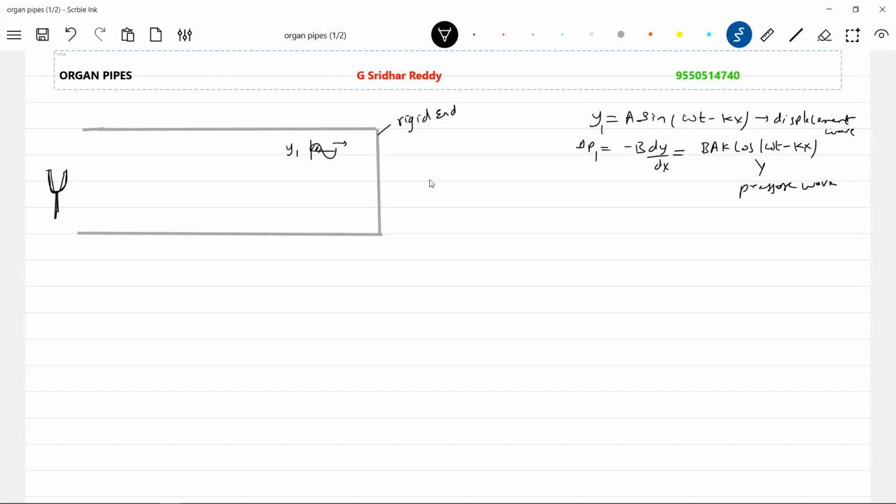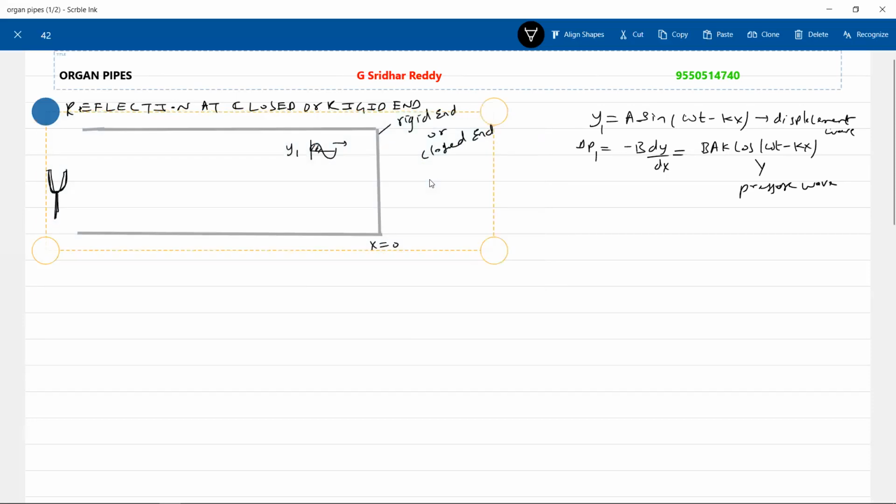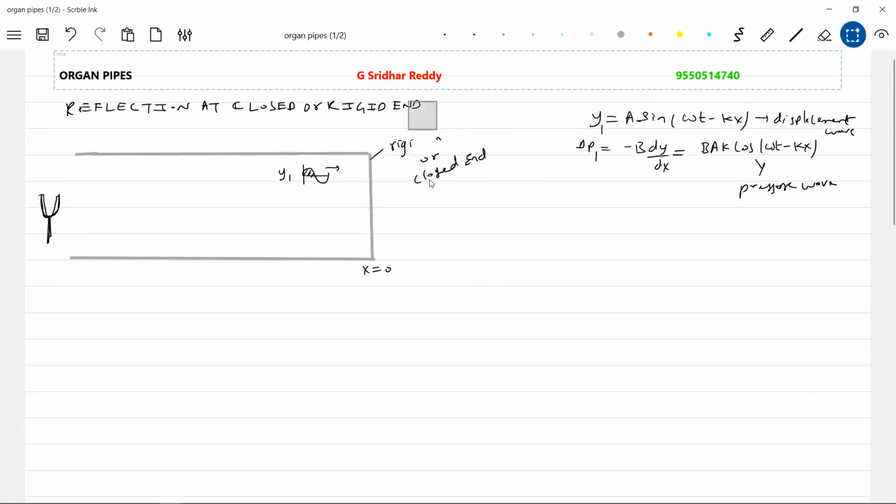Now this I'll call the rigid end, or it is also called the closed end. So we are discussing reflection at the closed end. Let me pull this diagram a little bit down. Okay, fine. So reflection at the rigid or closed end is what we will get in this organ pipe.